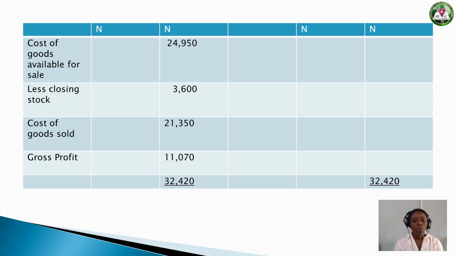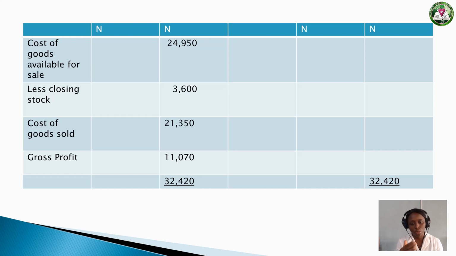11,070 naira. What is this thing called? This value now, what is the name? Very good. Gross profit. So we have determined our gross profit. And this is the end of trading account. So this difference, 11,070 naira, is what we will use to continue in getting our net profit, which is the profit and loss account.